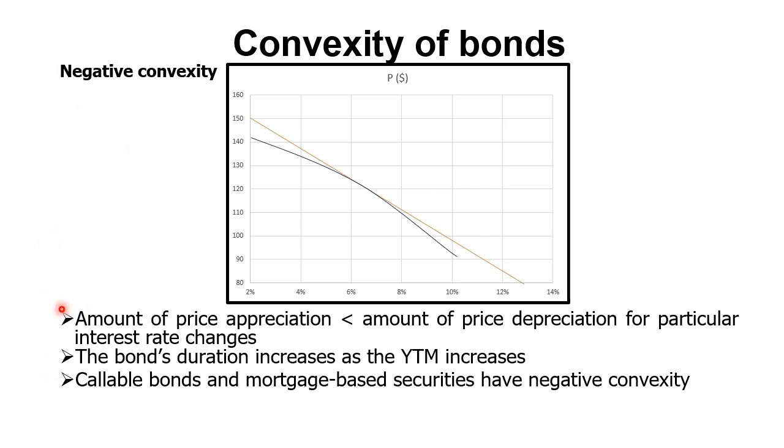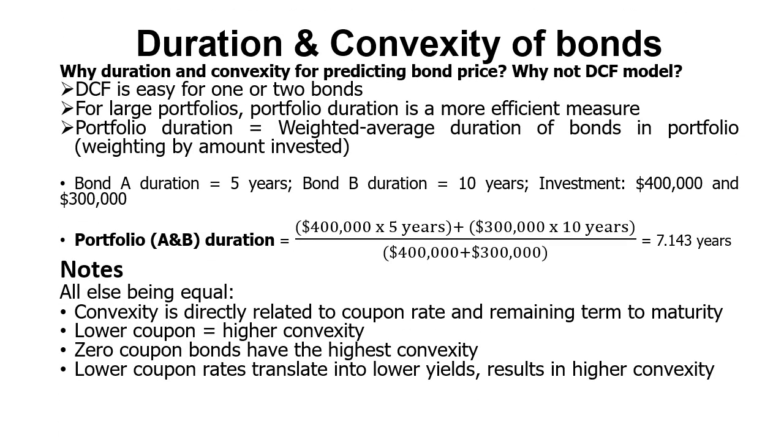With negative convexity, the curve is shown in this graph. The amount of price appreciation is less than the amount of price depreciation for a particular interest rate change. The bond's duration increases as the YTM increases. Callable bonds and mortgage-based securities have negative convexity.